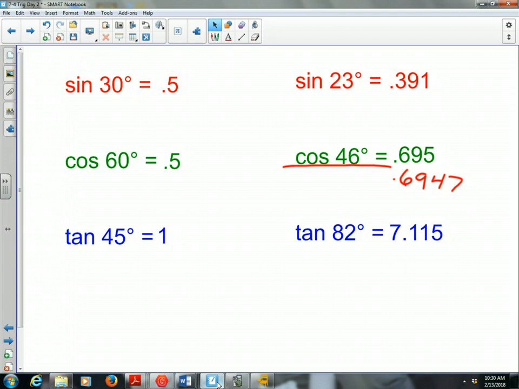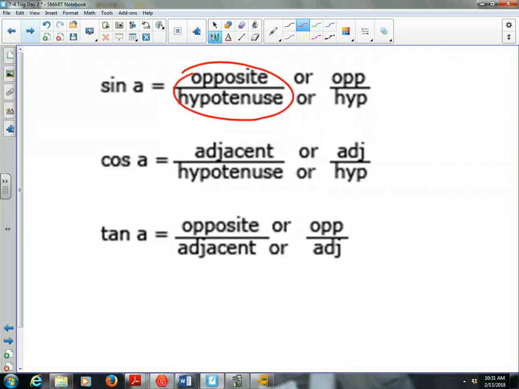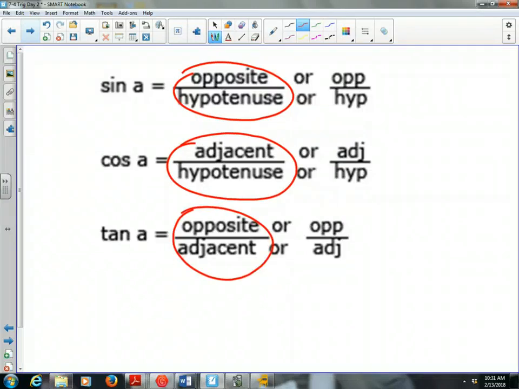Okay? All right. So again, the trig ratios, the sine is equal to opposite over hypotenuse, the cosine equals adjacent over hypotenuse, and the tangent equals opposite over adjacent. That's where we get the SOHCAHTOA from. So S-O-H, C-A-H, and T-O-A. So we're going to use these trig ratios to solve problems.